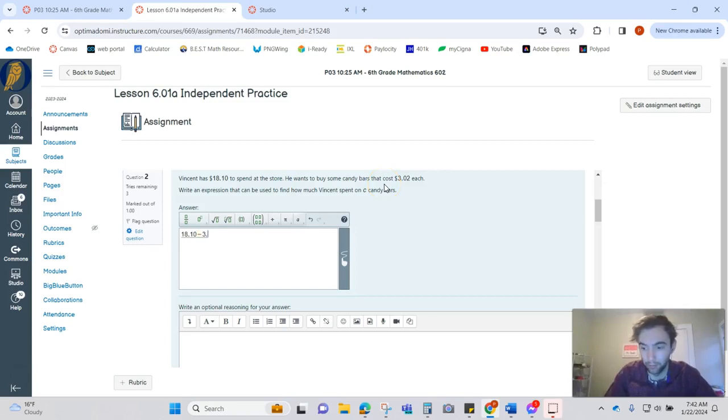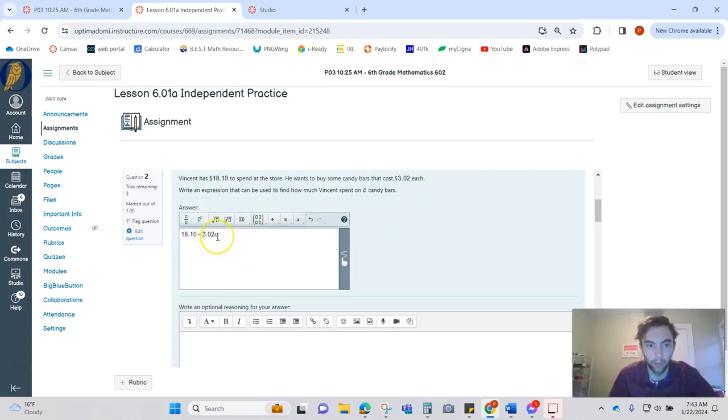So 3.02. But that's how much I would buy if I had 1 candy bar. If I was buying 2 candy bars, I would minus 6.04. If I was minusing 3 candy bars, I would minus 9.06. So I think I'm multiplying this number by however many candy bars I buy. Oh, it also says each right here too, so that confirms it.